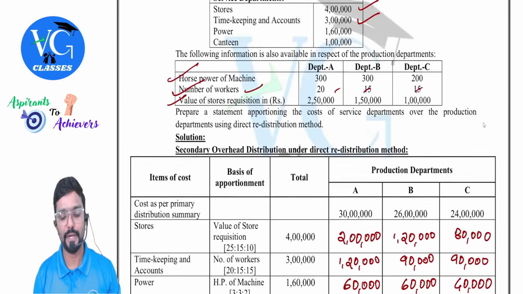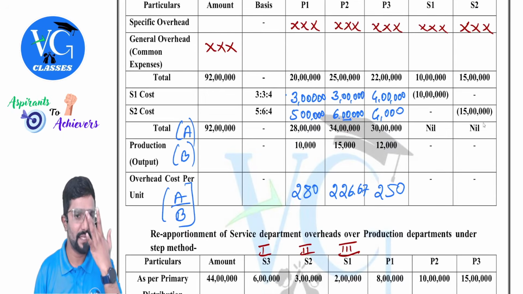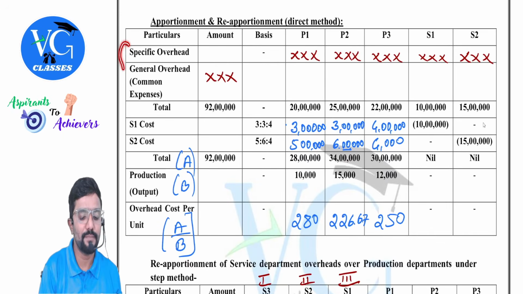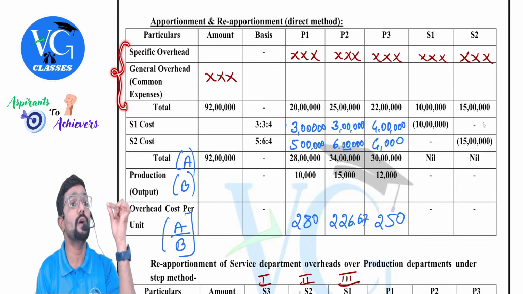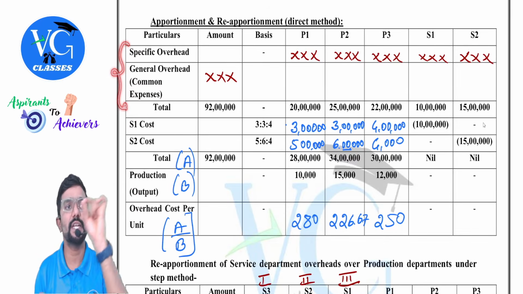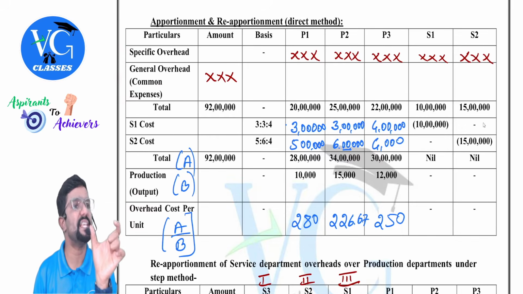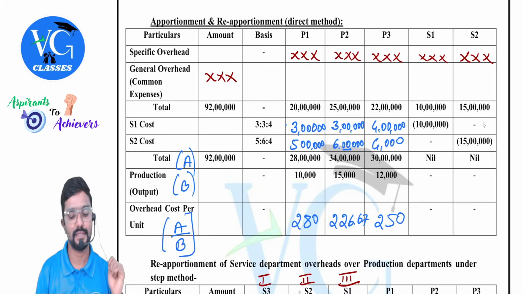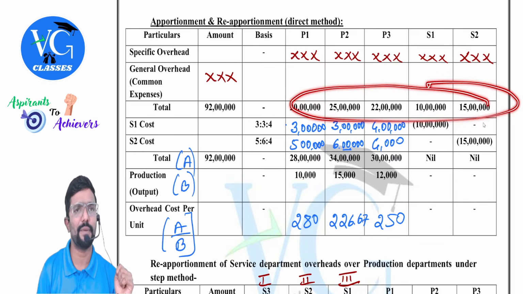Yes, sir. Let me come back to my example here. Now, at the end of primary distribution, which includes two things: for specific overhead, what do we do? Allocate. For general overhead, what do we do? Apportion. And for apportioning, what do we need? A basis. Clear? Yes, sir. Now, at the end of primary distribution, we have cost for all the departments.